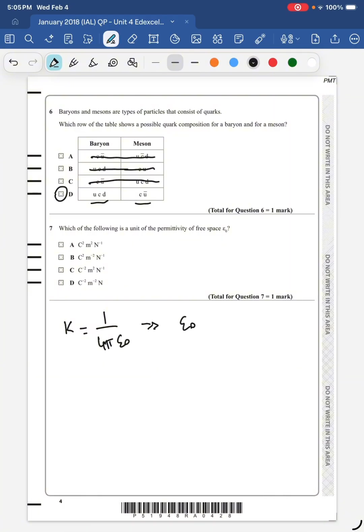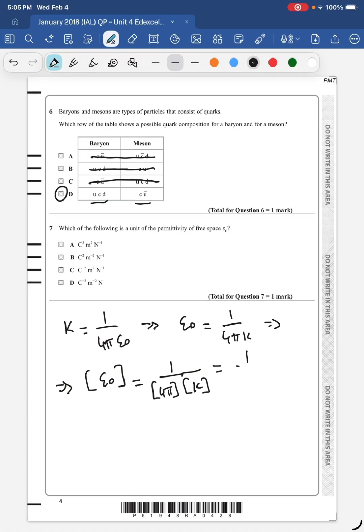So epsilon naught is 1 over 4 pi k. Now, for those of you who have never watched videos of mine, I use these square brackets to denote the units that go with some physical quantity, okay? So the units of epsilon naught are 1 over 4 pi, which is unitless, okay? And then 1 over the units of k. So this is simply 1 over the units of k.